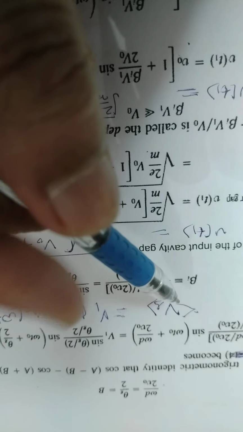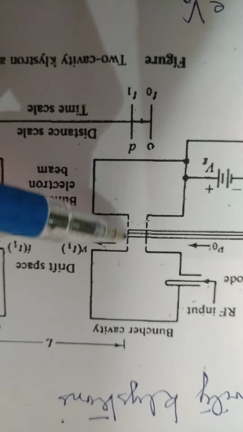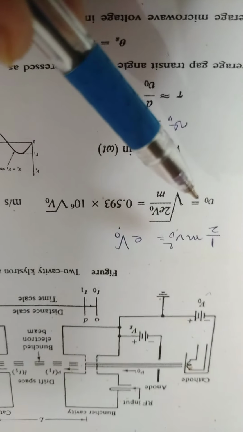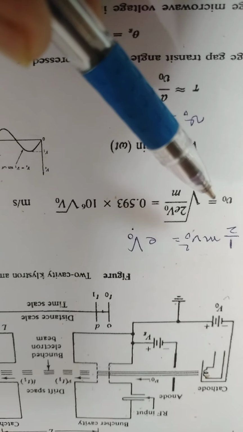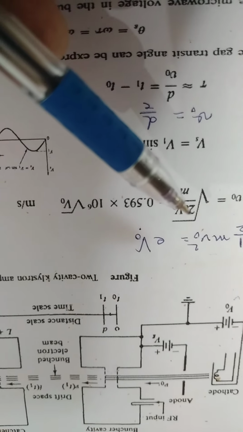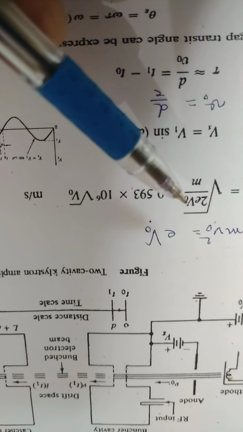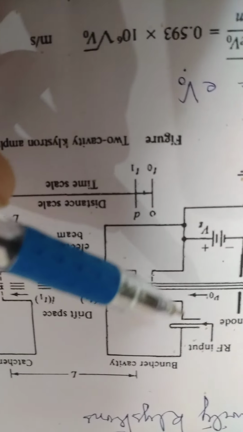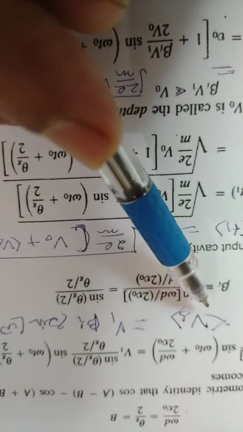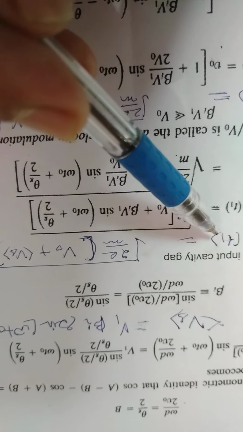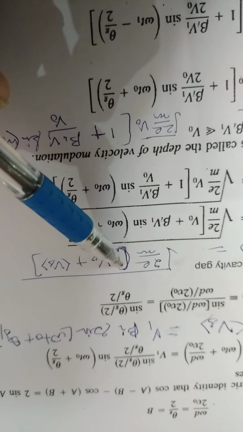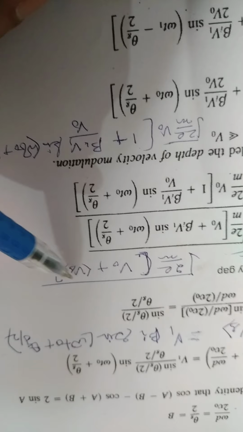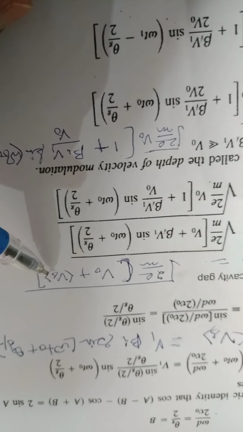So for finding out v of t1, the velocity at the time of exit, we will modify the first equation. V of t naught is equal to v naught, but if we want v of t1, then in place of this v naught we will place v naught plus the average value of the RF input signal Vs. So by this we can find v of t1. Here we have written v of t1 is equal to square root of 2e by m into (v naught plus the average value of the RF input signal Vs).